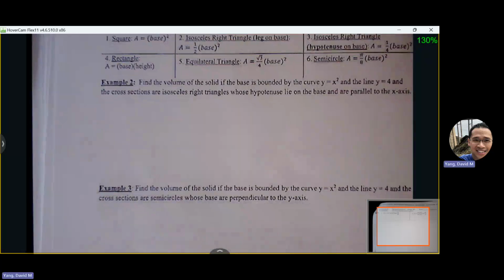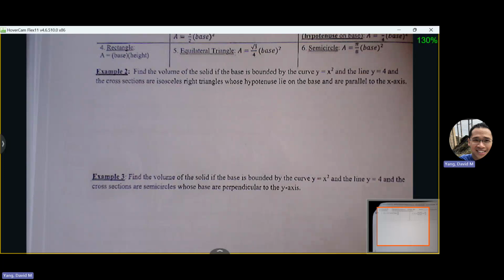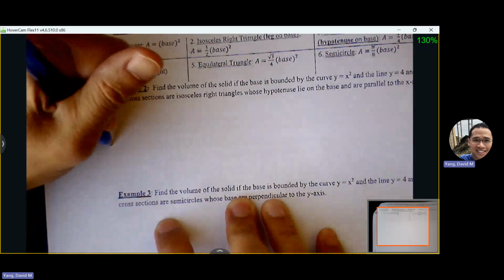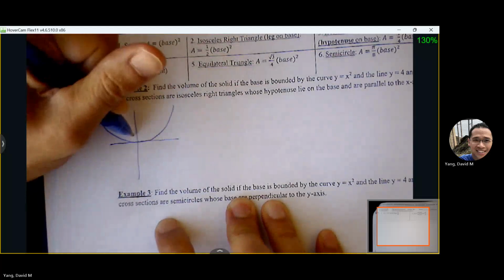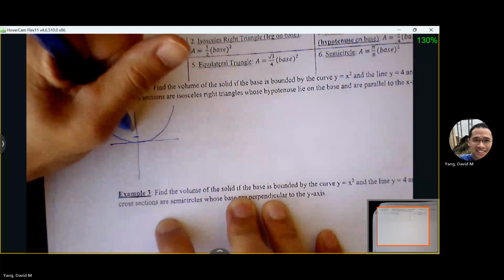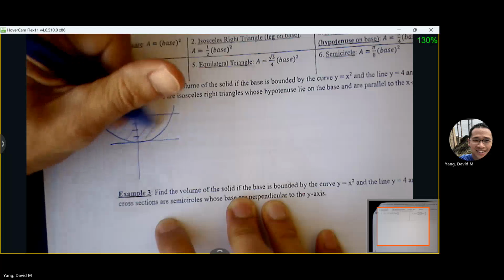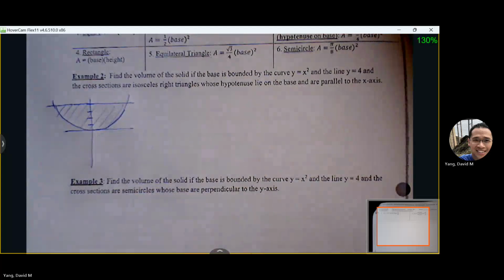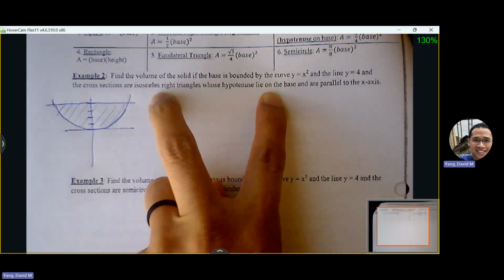Find the volume of the solid bounded by the curve y equals x squared and the line y equals 4. So let's go ahead and find our shaded region first. Okay, now we want to build isosceles right triangles that sit on top of this base, but it's going to be an isosceles right triangle whose hypotenuse lies on the base. So there's a very specific formula for that.